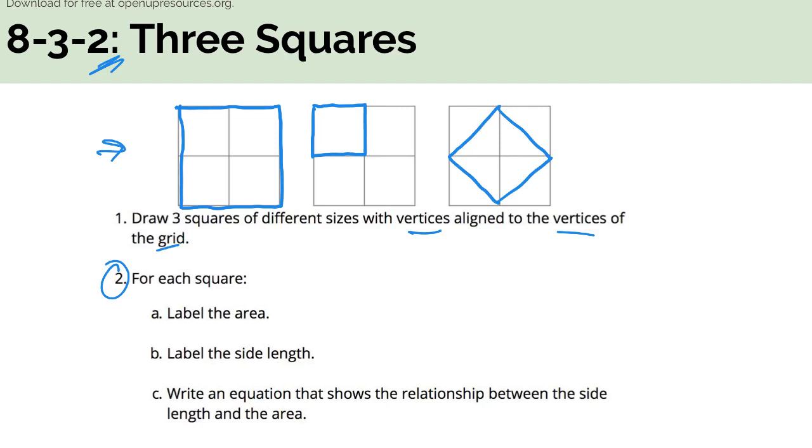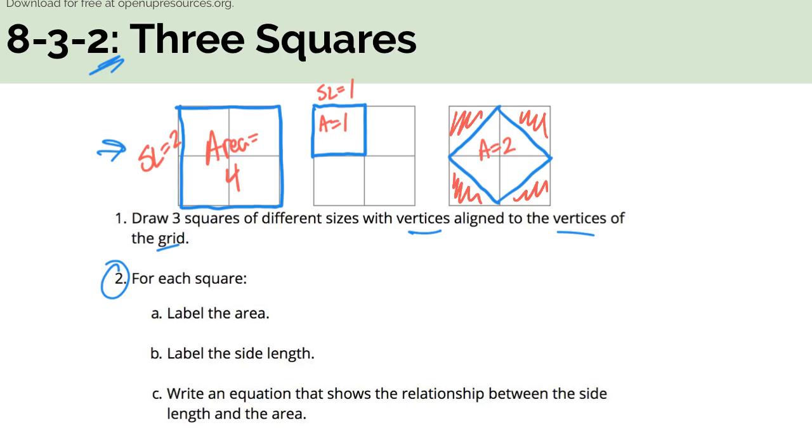Label the area of each square, label the side length of each square, and then we'll start again when you're ready. For our first square, the area would be 4, the side length is 2. That one's pretty easy to count units. The second one, area is 1, and the side length is 1. And then this last one, the area is 2, and I found that by finding the area of my big outer square, which was 4, and then subtracting off each of those corners, which was 2, so that leaves me with an area of 2.